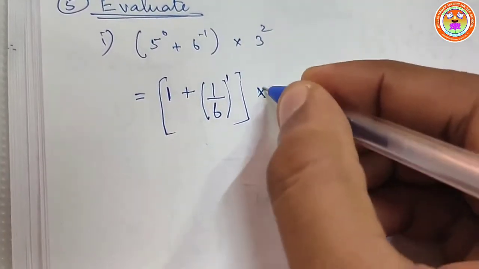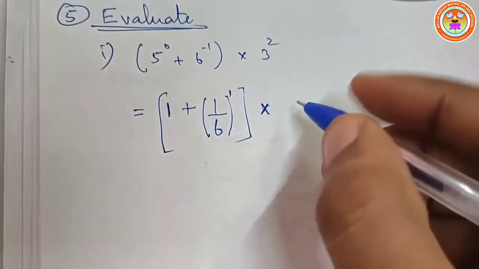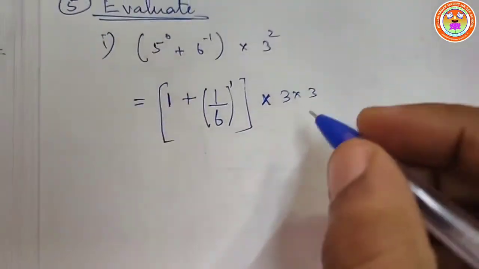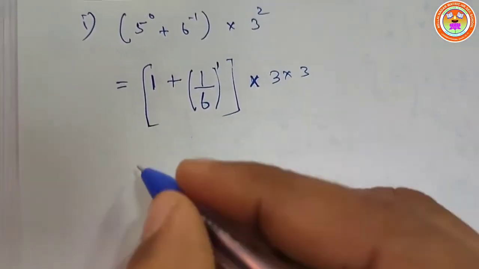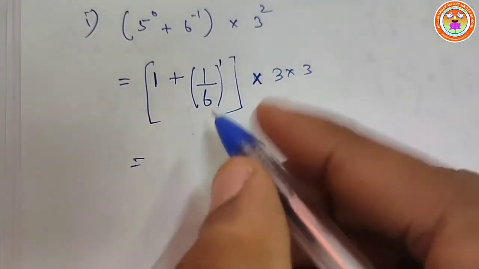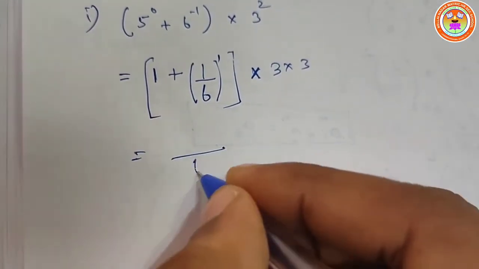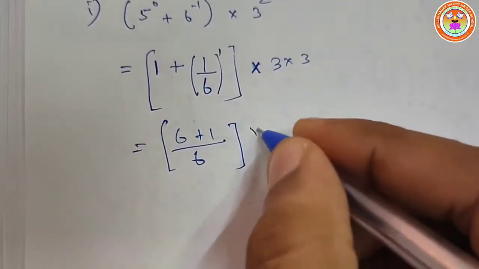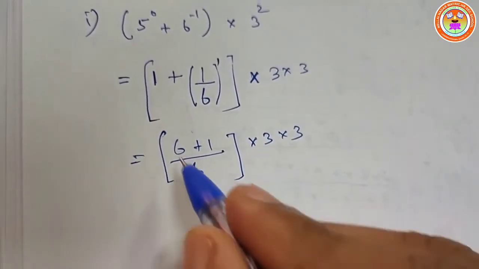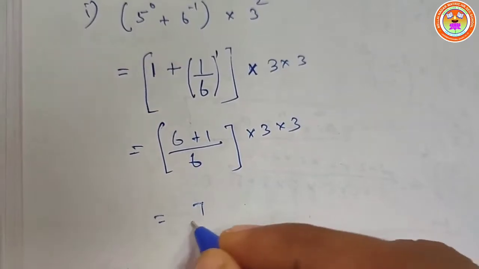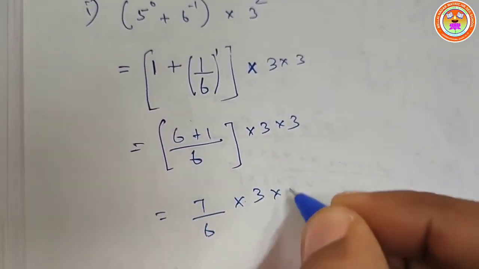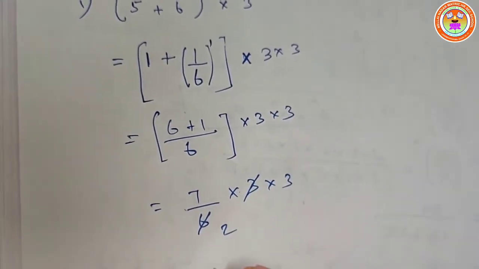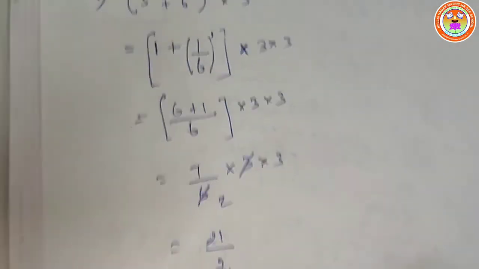Into 3 power 2, that means 3 into 3. Are you able to understand, children? Now we have to add 1 with 1 plus 6. So we will take the LCM 6, and 6 plus 1 into 3 into 3. 6 plus 1 is nothing but 7 by 6 into 3 into 3. Here you can cancel 2 times. 7 3s are 21 by 2 is the answer.